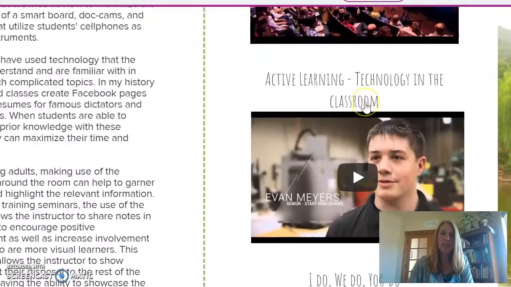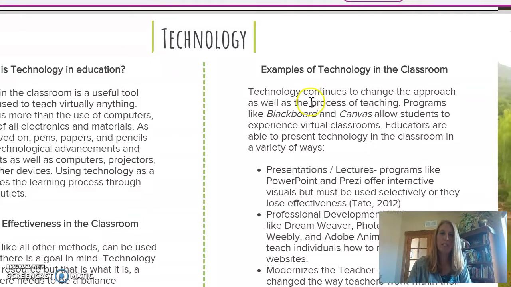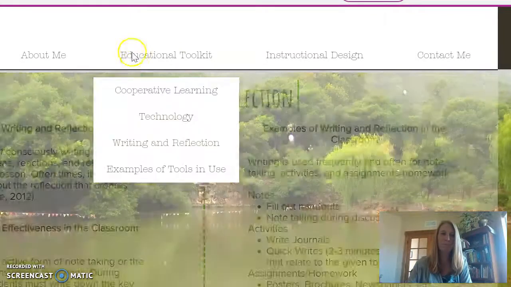So this example is a little more broad in nature, whereas the first one had a very specific training context. This student chose to take his toolkit, and he's still looking at the context of it and the use of it and examples of it, but for not such a specific audience. Let's look at one other. So that was technology. Let's look at writing and reflection.